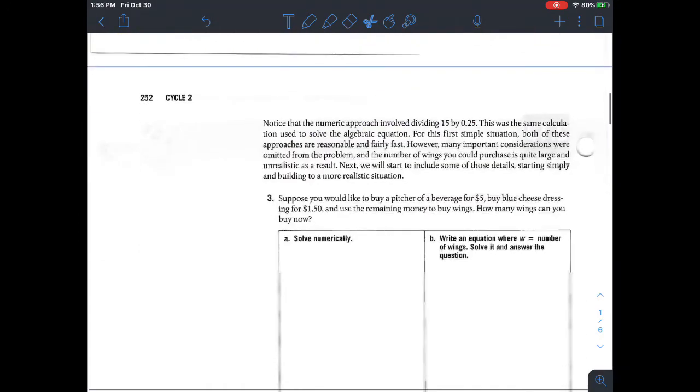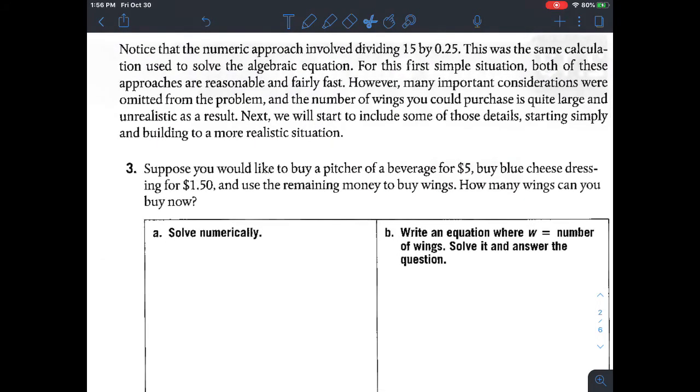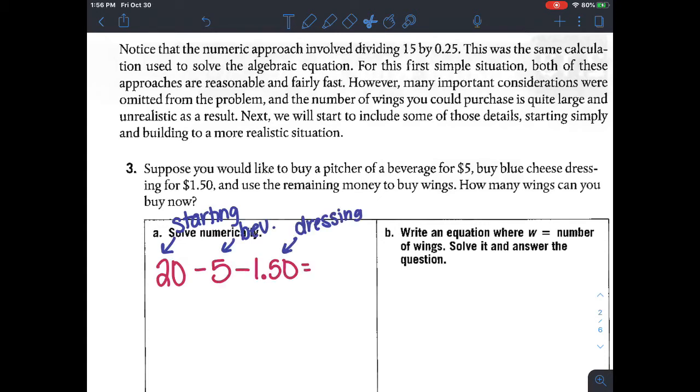So we're going to go to number 3, and suppose you buy your favorite pitcher beverage for $5. You're also going to buy blue cheese dressing for $1.50. And then with any remaining money, you're going to buy some wings. How many wings can you buy now? So we're going to solve numerically. So we start with $20. We're going to subtract off the $5 for our beverage. We're going to subtract off $1.50 for our dressing. And now we're left with $13.50.